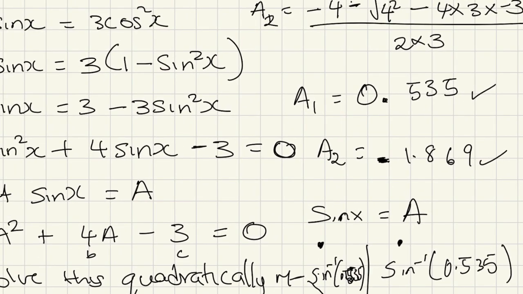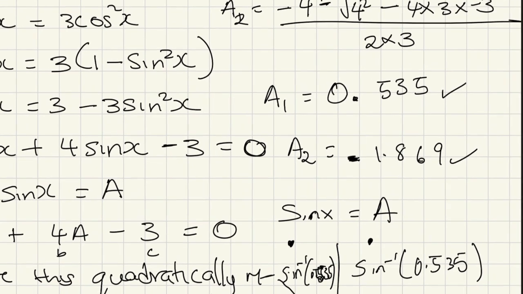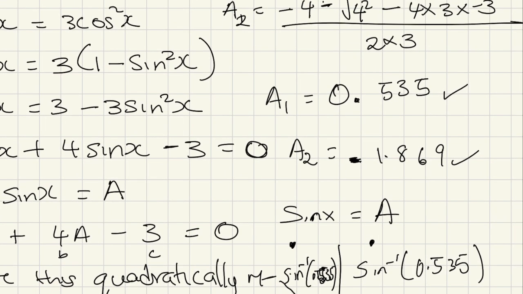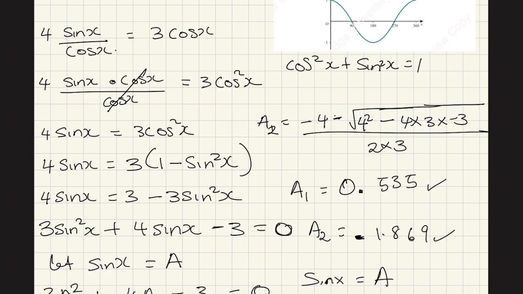And then for the negative 1.869, we're not going to do that. Why not? Because we know that sine x is between minus 1 and 1. So there is no solution for this. Cool. That's that.